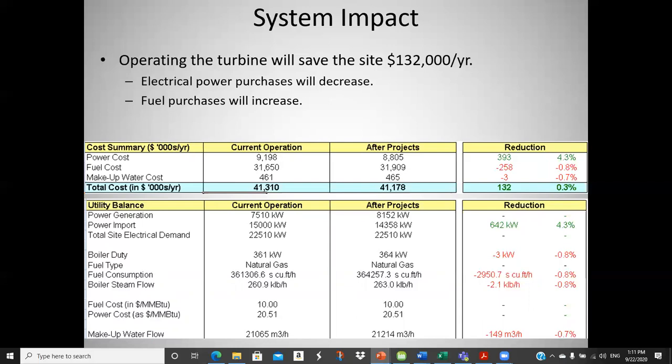So you can see our import power is down 642 kW, which is 4.3%. And that's what's saving us all this money. We're not buying so much electricity.